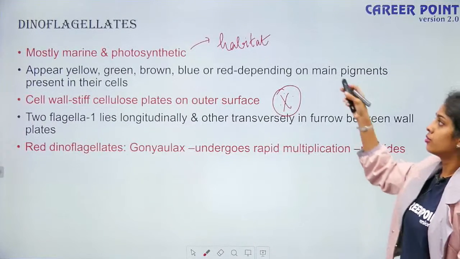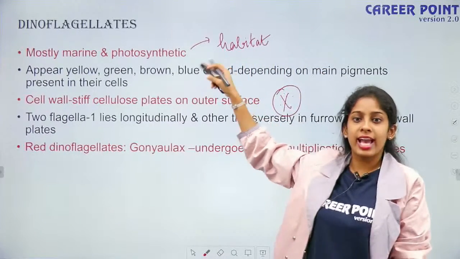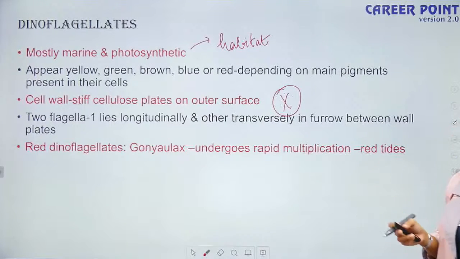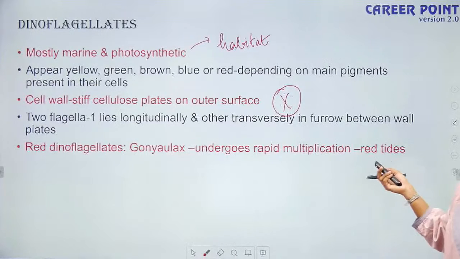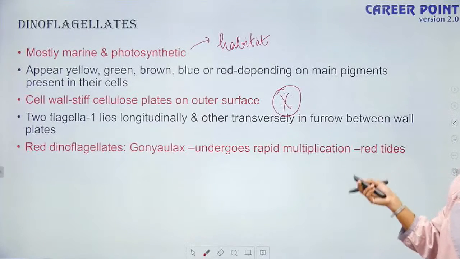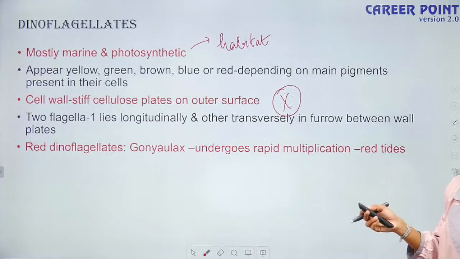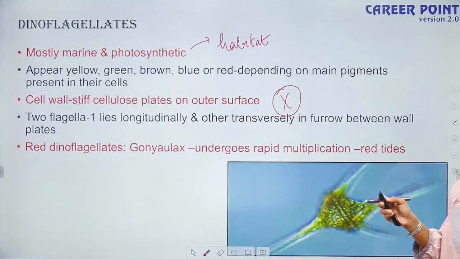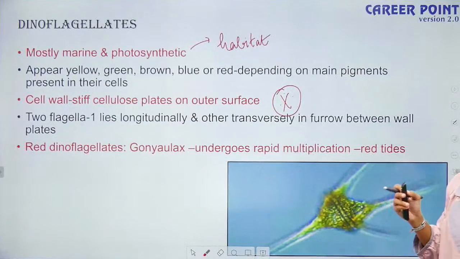I told you it depends on the pigment, so they can be of various colors. Your red dinoflagellate is Gonyaulax. It undergoes rapid multiplication and it produces red tides. So remember one example, that is your Gonyaulax, and it is red in color because of the red pigment. Apart from that, your Gonyaulax also produces toxins which are very harmful.